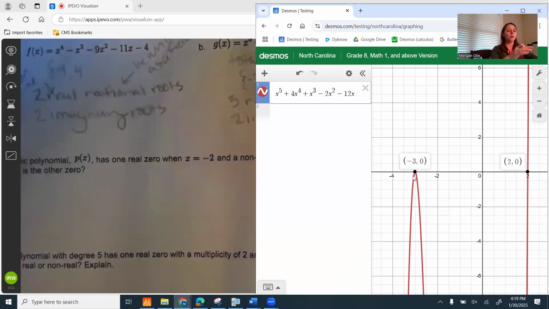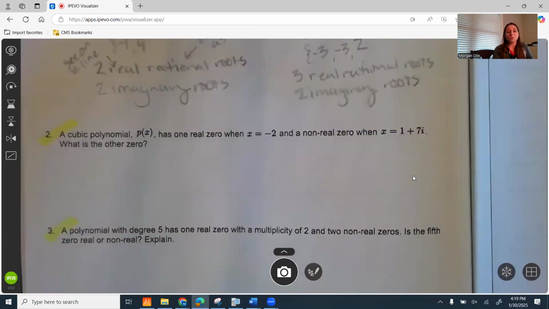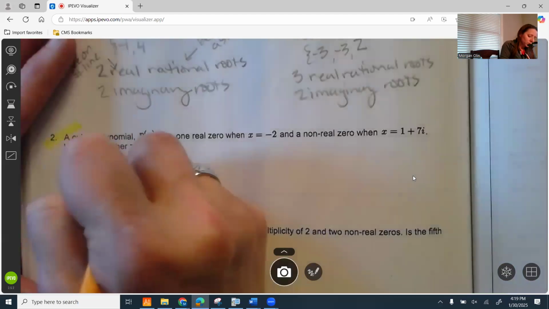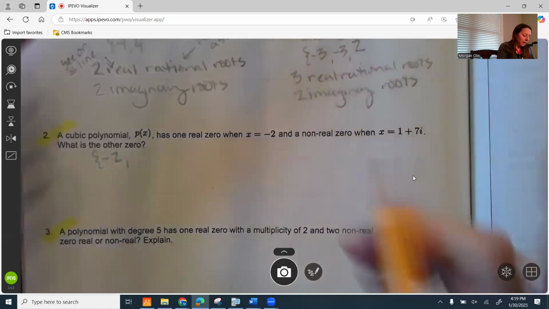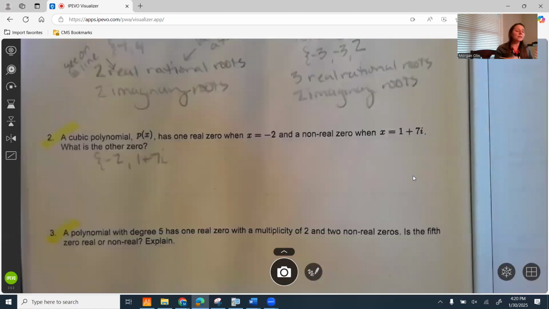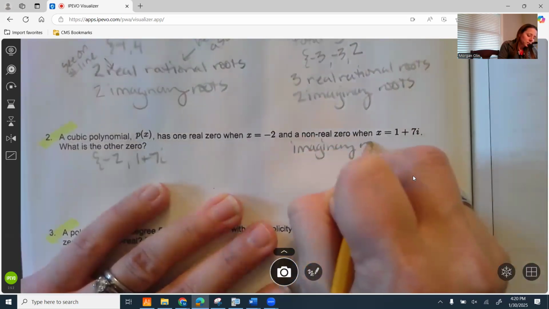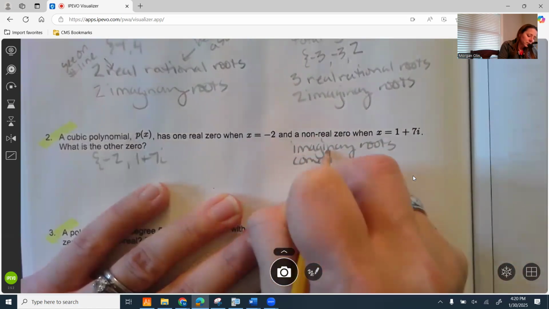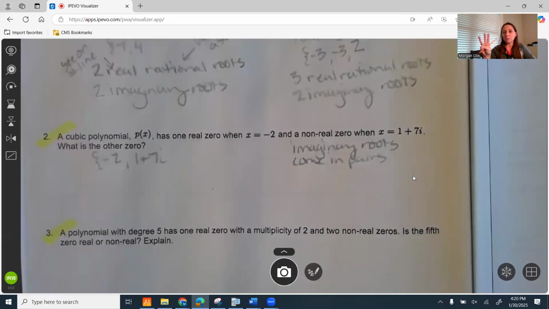All right, now let's go and look at number 2. A cubic polynomial has one real 0 at -2. All right, and a non-real 0 at 1 plus 7i. Now, let's talk about imaginary roots. Imaginary roots come in pairs. What that means is you're not going to see one imaginary root, or you're not going to see 3 imaginary roots. When they come in pairs, that means they come in even numbers, like 2, 4, 6, 8. All right.